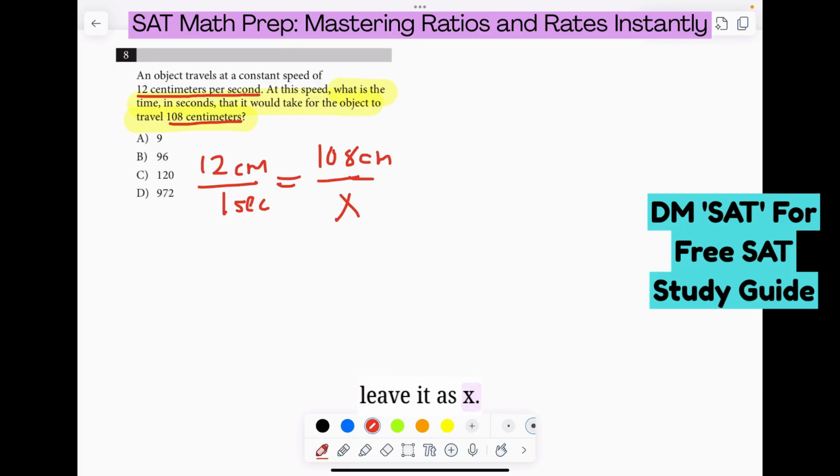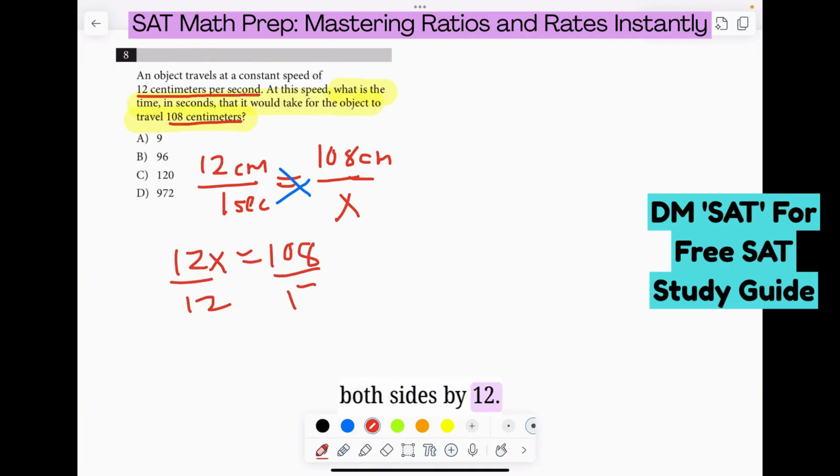So I'll leave it as x. Then I'm going to cross multiply. So that will give us 12 times x equals 108. Divide both sides by 12, and that should give us our total time in seconds. So 108 divided by 12 is equal to 9, so that's 9 seconds. So that is answer choice A.